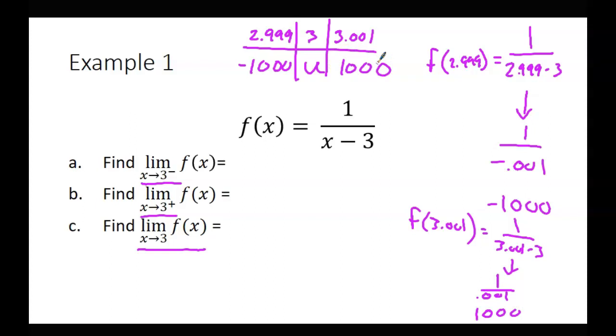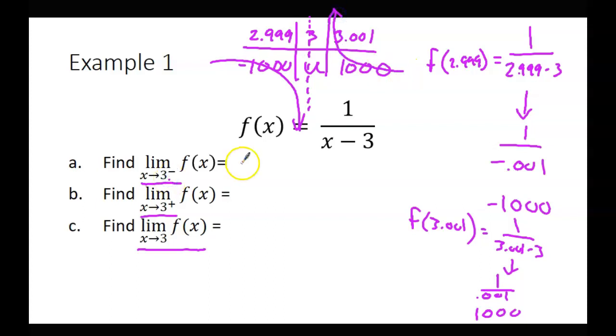Now this requires some interpretation here, okay? We already know that this is a non-removable discontinuity. So if I were to graph this, what would I expect to see at x equals 3? A vertical asymptote. Now, as I'm approaching 3 from the left, what are my y values doing? They're shooting down really, really fast. That's what that means. And what about on the right? Shooting up.